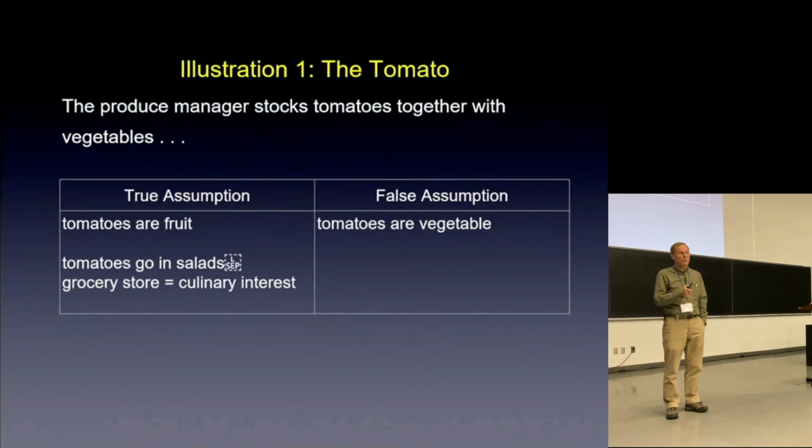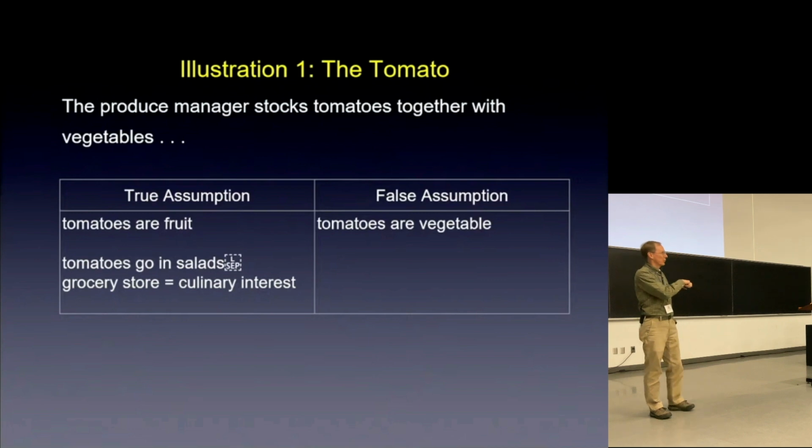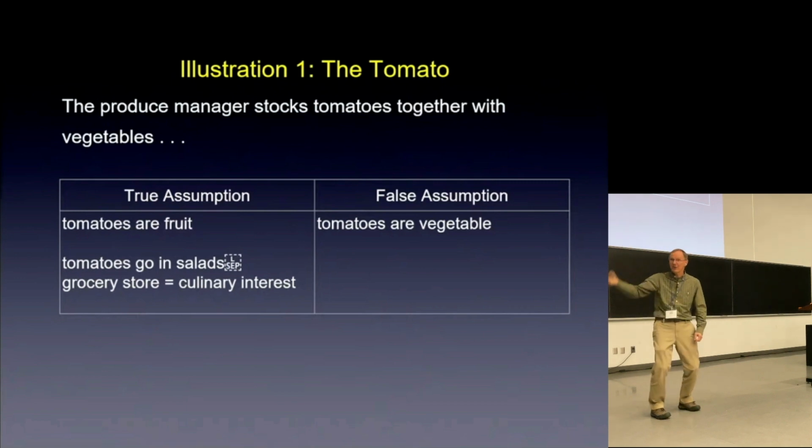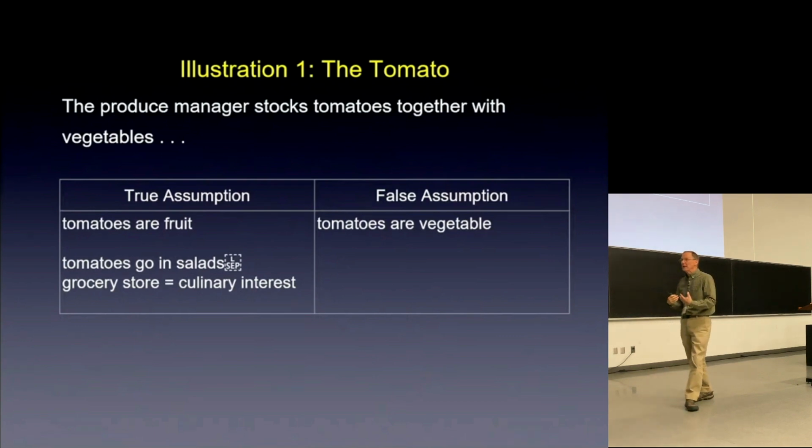Well, are we going to go storm to the grocery produce manager and say, "You stinking liar! Why are you putting tomatoes with the vegetables? Don't you know that tomatoes are fruits?" No, we're not, because the produce manager is appealing to a context of culinary interest. And so he's organized the tomatoes in a way that makes sense for what our expectations of relevance are in that particular context.